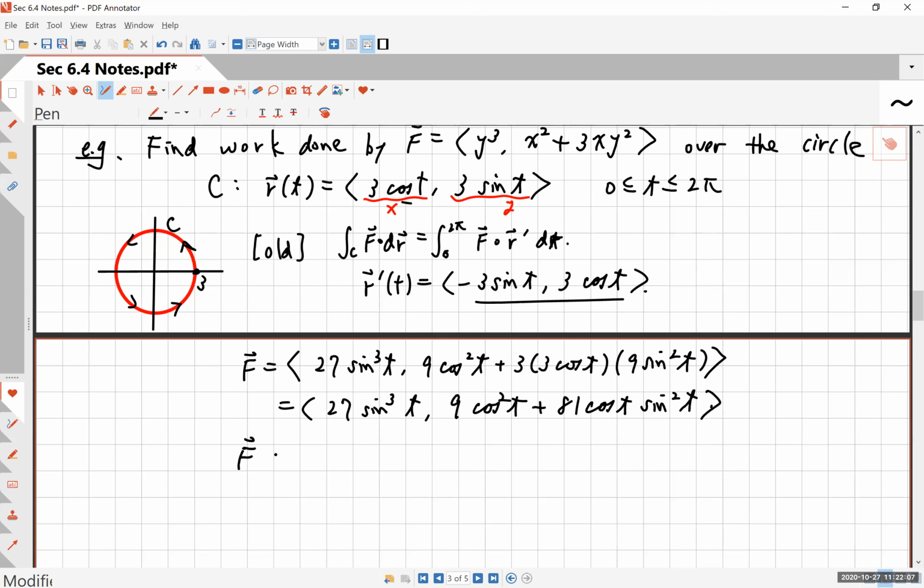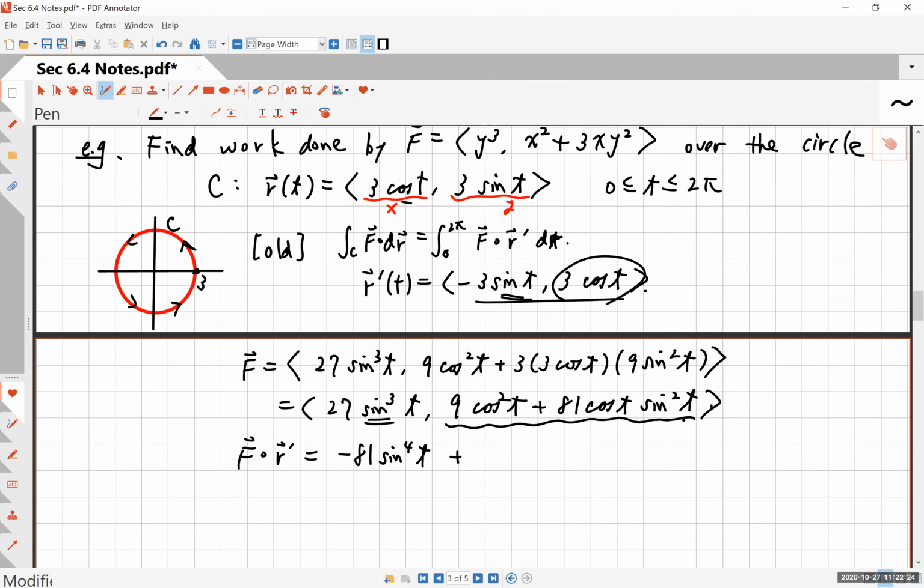So F dot r prime, this is what you will be integrating, will be negative 81 sine t here and sine cubed here. So that's sine to the fourth t. And then plus, now you have to multiply this by this expression. That's 27 cosine cubed t plus 243 cosine square t sine square t. And then you get to integrate this.